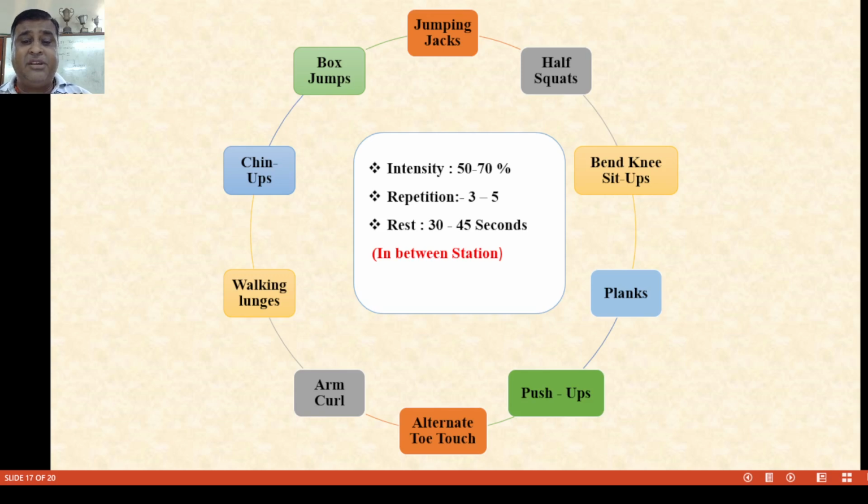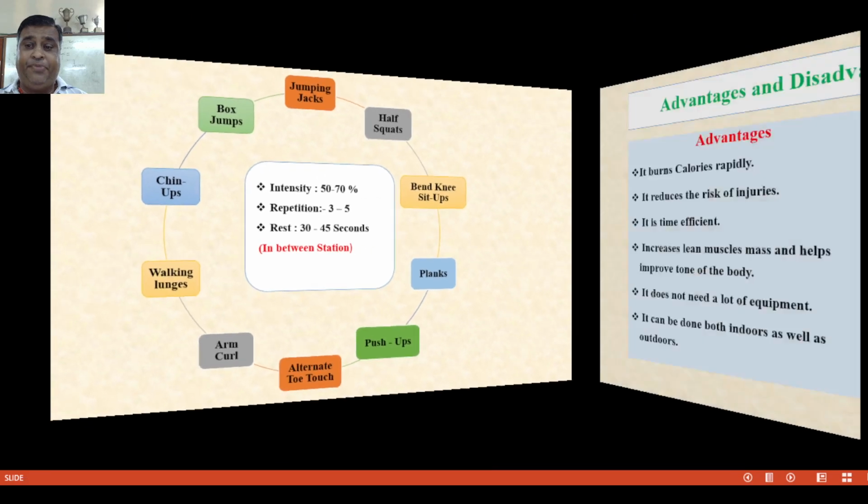It depends on certain parameters, that is, intensity, meaning the rate of doing work, number of repetitions, and rest between the sets. If you are doing minimum intensity, it is moderate intensity, that is 50 to 70%. Repetition is 3 to 5, and rest period is 30 to 45 seconds between the stations. Always keep in mind these 3 parameters while you are doing circuit training.